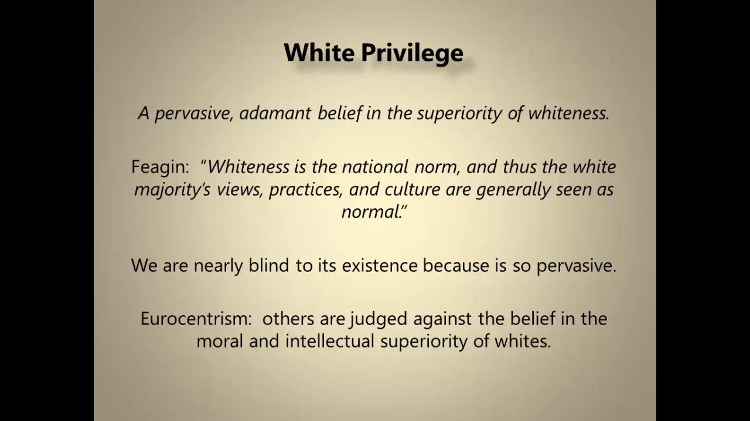Joel Fagan is a writer who's done quite a bit. If you take any courses in diversity, you'll read some articles written by him, and he says in one spot, whiteness is the national norm, and so the white majority's views, practices, and cultures are generally seen as normal. So that implies that the practices and cultures of immigrants and the views of individuals from other racial groups would be considered as outside the norm. And because this is so pervasive, those of us who are Caucasian at least are really blind to its existence and to its importance in our culture.